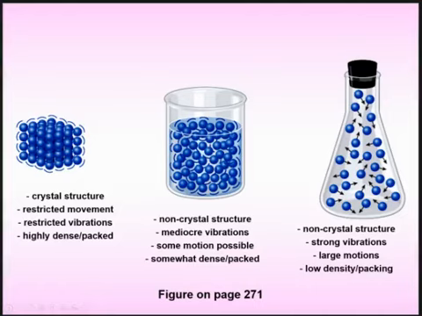Liquids have a non-crystal structure for the most part. Some liquids actually have a crystal structure. Mediocre vibrations, some motion possible, somewhat densely packed. Again, do all liquids have the same density? Absolutely not. Think about it. Water has an average density of roughly 1 gram per cubic centimeter, or 1 kilogram per liter.